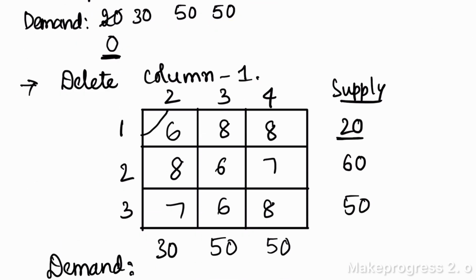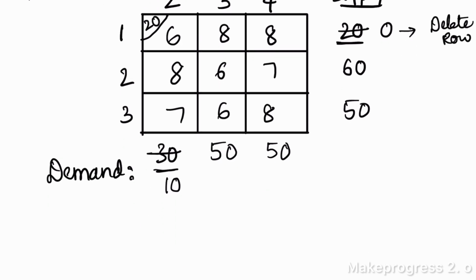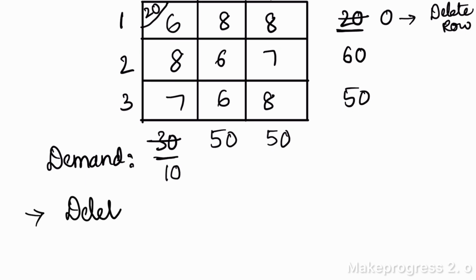Now again consider the northwest corner cell and check supply and demand. The supply 20 is less, so write 20 in the northwest corner cell and subtract 20 from both supply and demand. 20 minus 20 is 0, 30 minus 20 is 10. So we have to delete the first row. Now delete row 1.